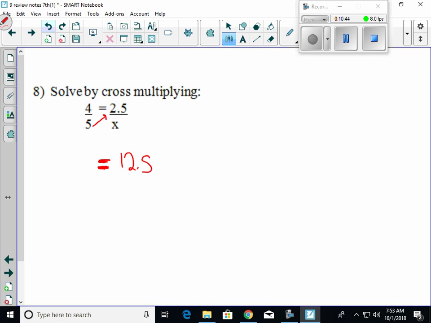And I'm going to do 4 times x. I just write that as 4x. I have a new equation now. I have 4 times x equals 12.5.